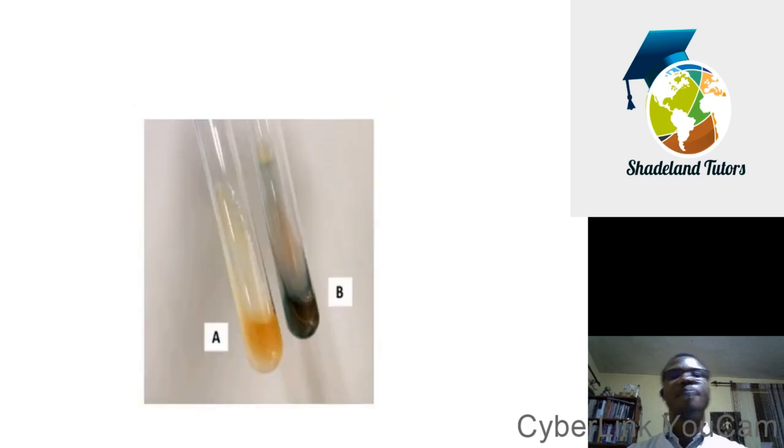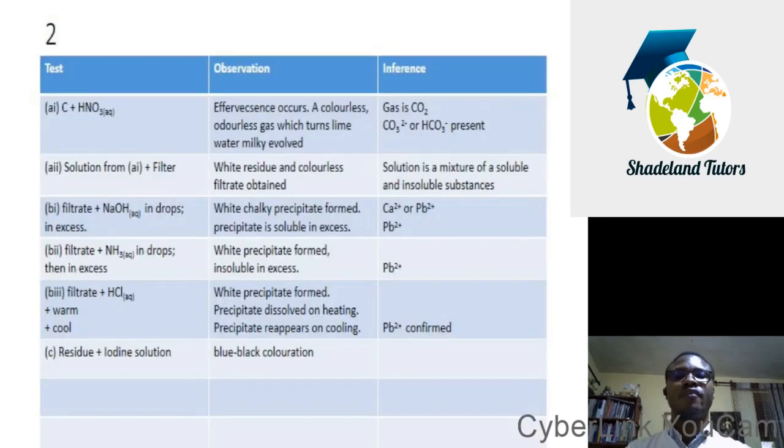You will notice a blue-black coloration. All right, the test tube on A is what you will see if it wasn't starch. The blue-black coloration actually indicates that the residue is starch, because this is the iodine test for starch. So we'll report our blue-black coloration, of course, then eventually indicate that starch is present.